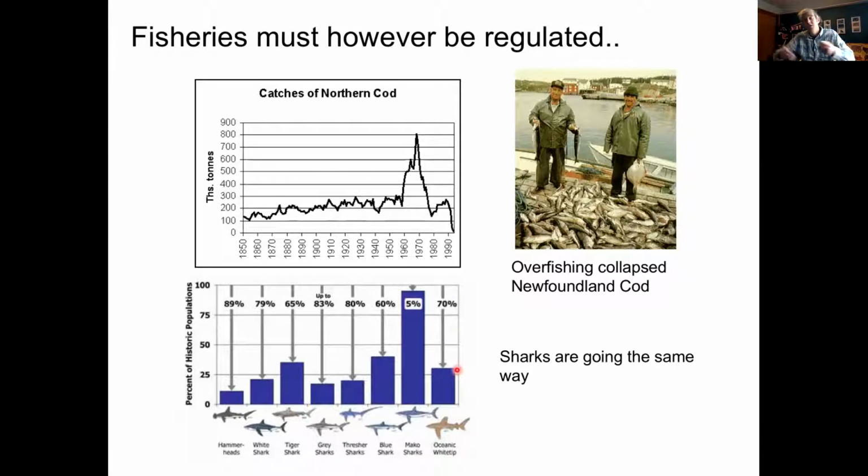So although we have observed these massive fishing collapses historically, we are also observing them in the modern world as well.